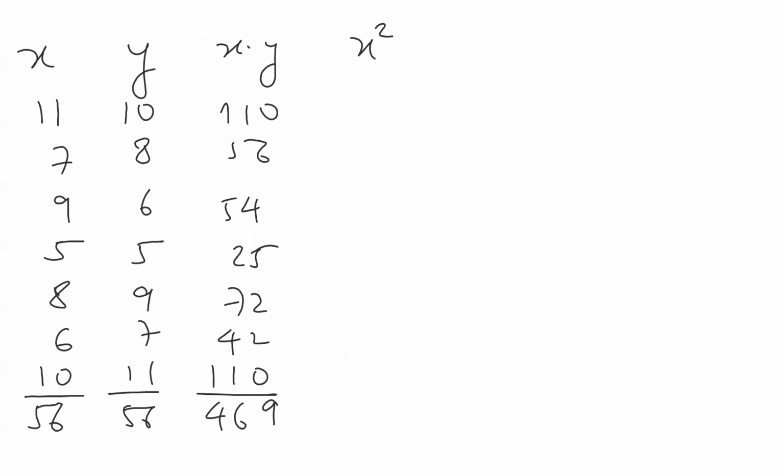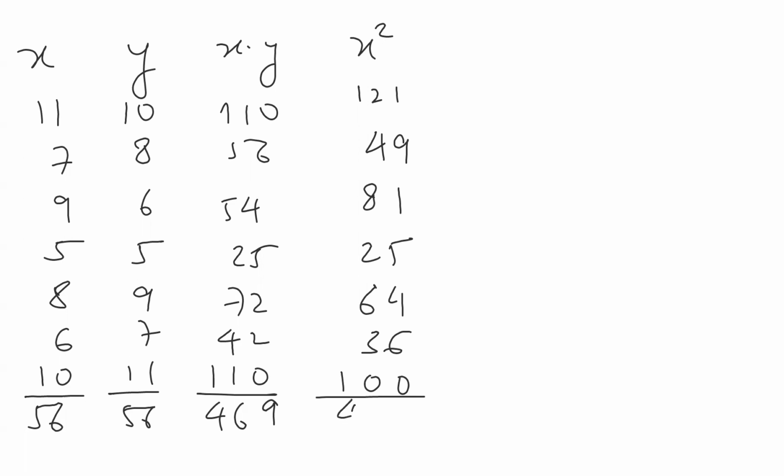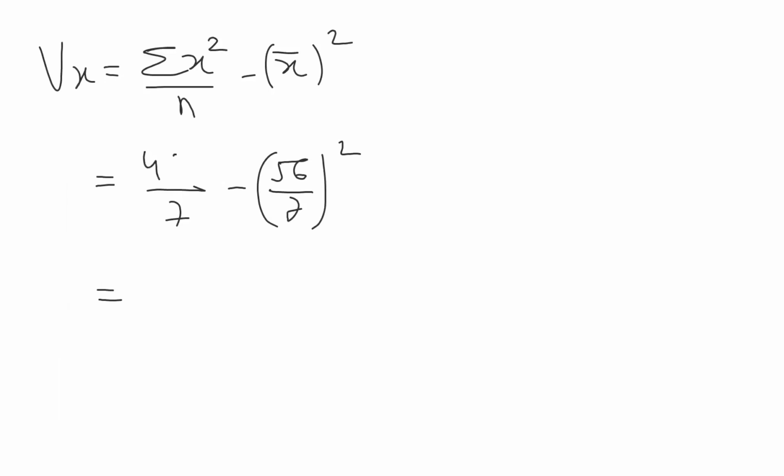So x square is equal to 121, 49, 81, 25, 64, 36, 100. So the total of this is 476. So this will be 476 upon 7. So 476 upon 7 minus 56 into 56, 7 into 7.